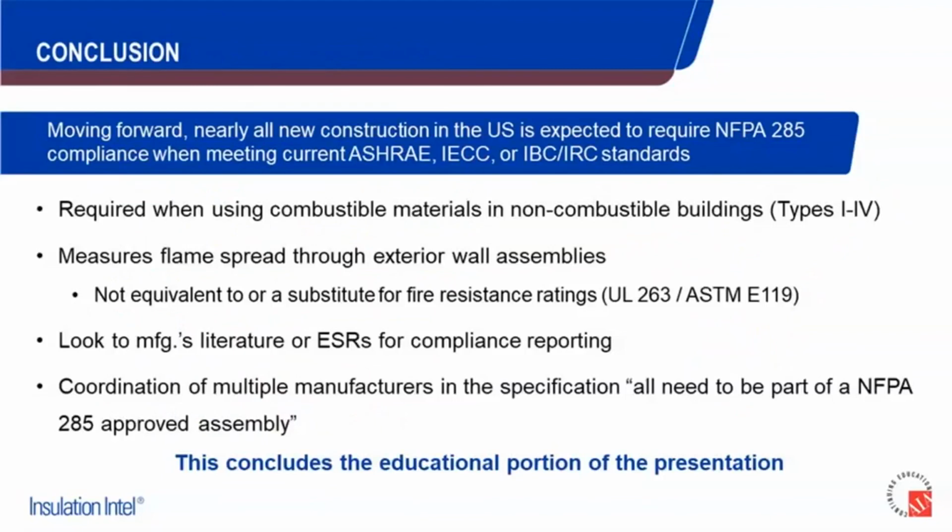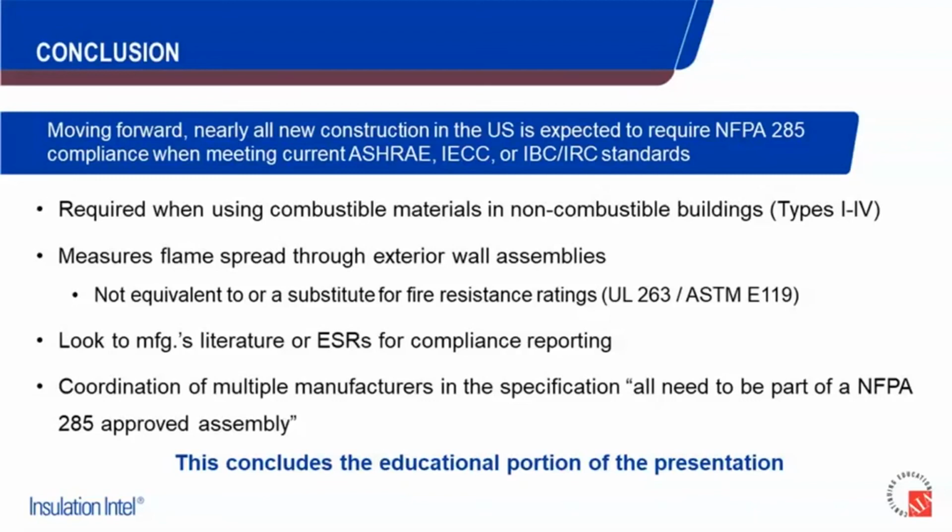So wrapping things up, just to follow up on some of the highlights of what we just discussed. Moving forward, nearly all construction in the U.S. is going to find it really hard to avoid NFPA 285 compliance, given where ASHRAE and IECC energy code requirements are going, or where they currently are depending on where you're at in the country, with the requirements for air barriers. All your fluid applied, liquid applied WRBs are going to fall into this, and of course continuous insulation, your foam products. It's going to become more and more difficult to find exceptions or avoid compliance with NFPA 285 moving forward. Of course, it's required when we're using a combustible material in all Type 1 through 4 non-combustible required structures.